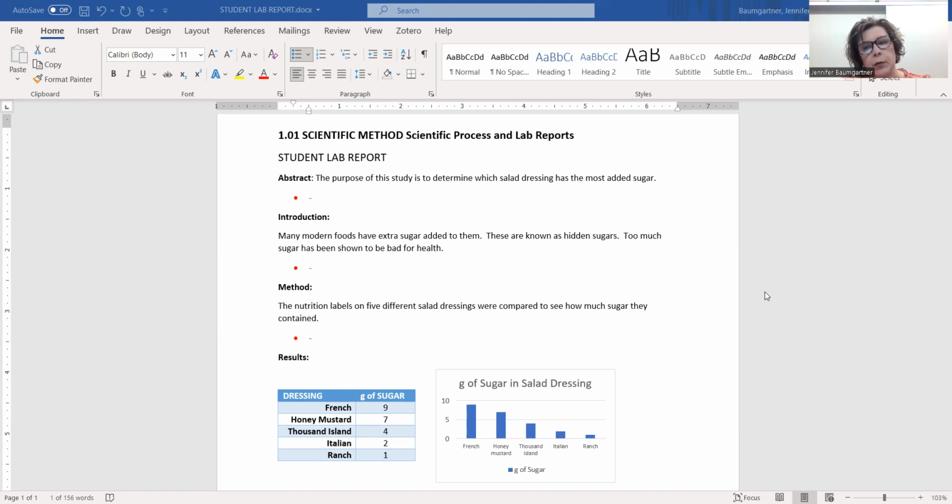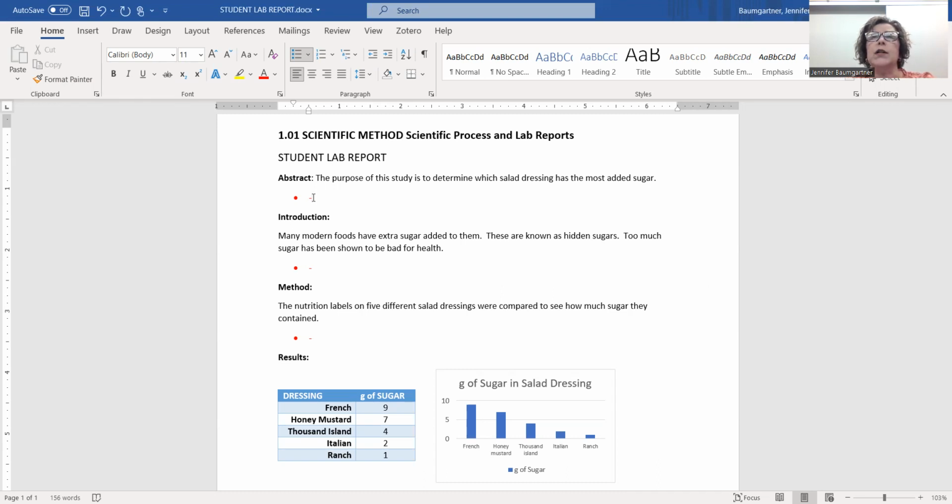So the first step, if you remember from your previous classes, is to create or ask a question. So the question I came up with was, how much sugar is in salad dressing? And I just went to the fridge and pulled out 5 or 6 bottles of salad dressing. You'll notice the first section is called the abstract, and I have dots down here so if I want to type notes, I can just add notes in. I put them in red so you can distinguish my notes from the very simple lab report.